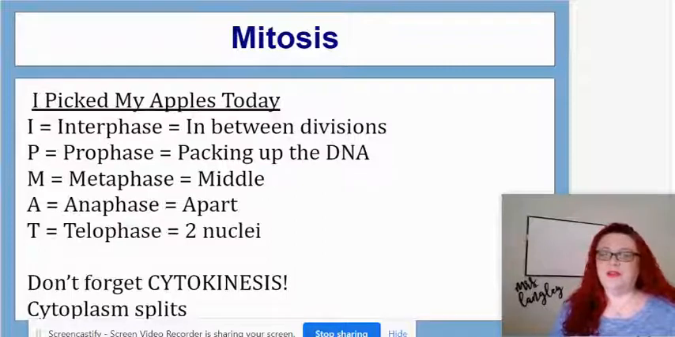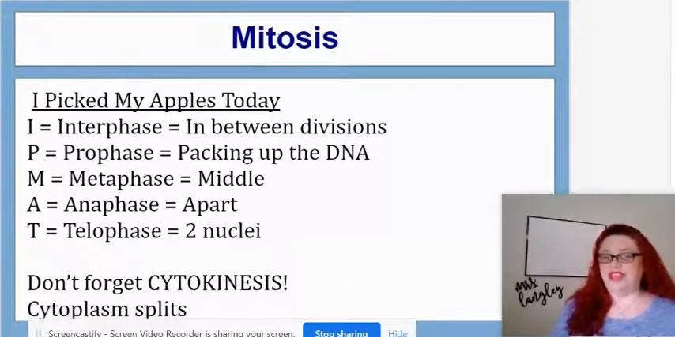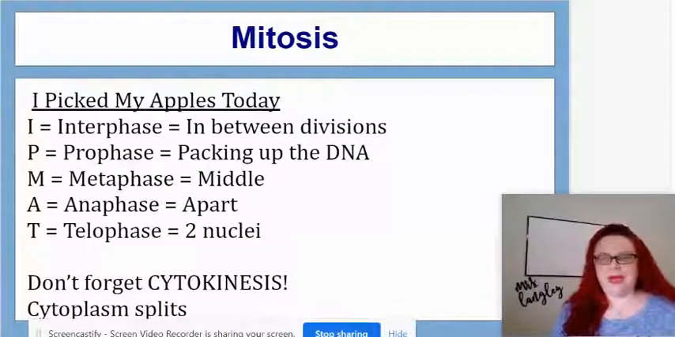A shorthand way of remembering mitosis. Okay, here's a mnemonic for you. I picked my apples today. I for interphase, that's in between. P for prophase, where we pack up our DNA. M for metaphase, where it's all in the middle. A for anaphase, where we pull them apart. T for telophase, where we get two nuclei. Then don't forget cytokinesis, where our cytoplasm splits.